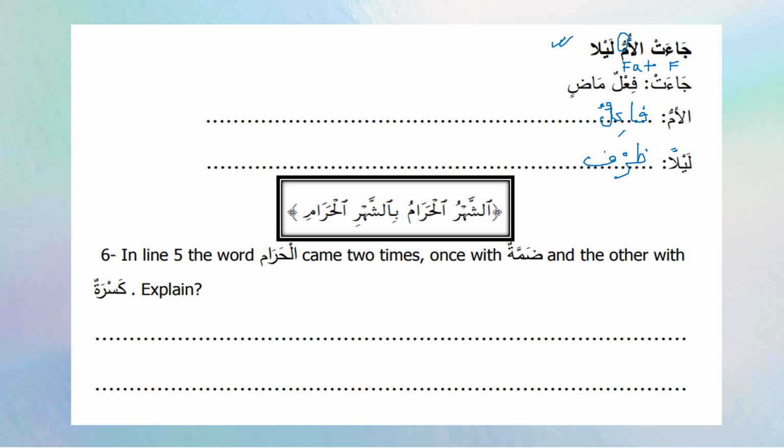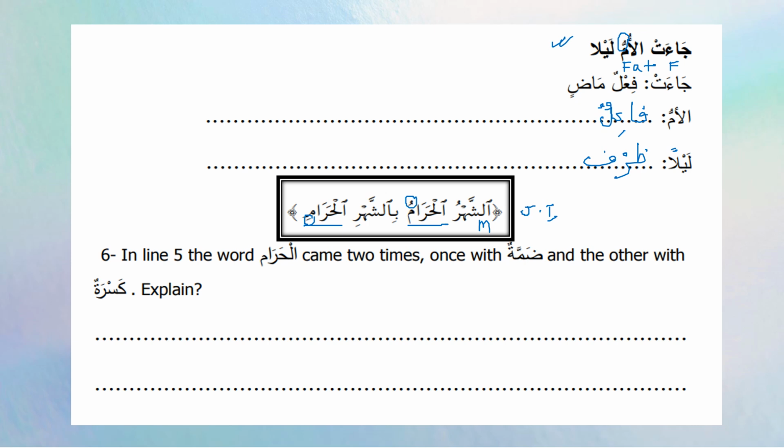Now here in question number 6, in this sentence the noun al-haram came twice, once with a dhamma and the other with a kasra. So they are asking, why is it so? Why has it come like this? If you apply all your grammatical knowledge, first of all, check what kind of jumla it is. Is it jumla fi'liya or ismiya? It's ismiya, because there is a marifa mubtada.